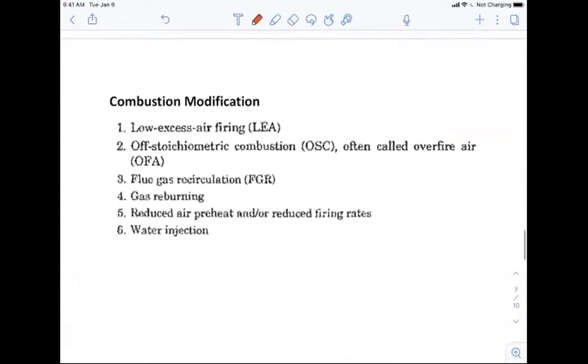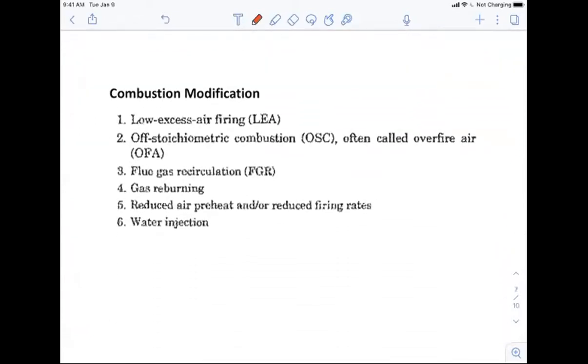So how do we really realize it? There are multiple engineering ways to realize these in-combustion modifications, right? For example, you could use low excess air firing, the LEA. That basically just means that you only provide 5 or 10% more air into the combustor so that you don't have that amount of oxygen to form the NOx, right? You can also use off-stoichiometric combustion, or the OSC, but this is often called overfire air, okay?